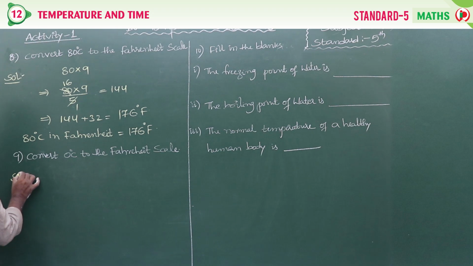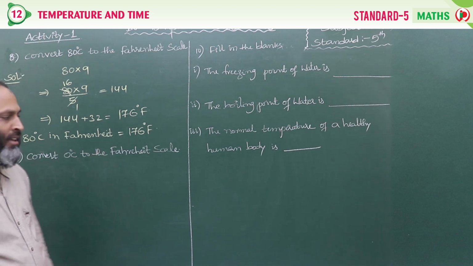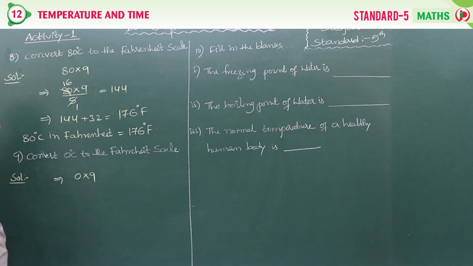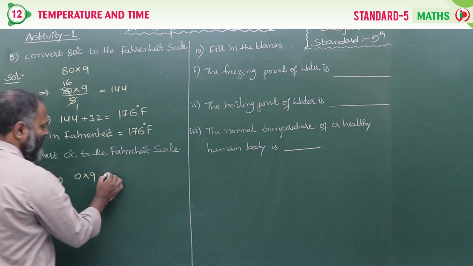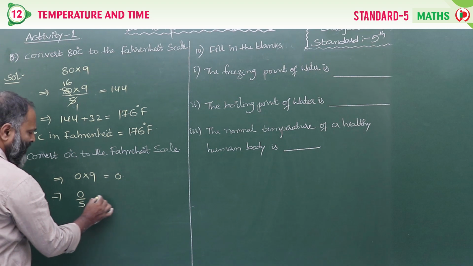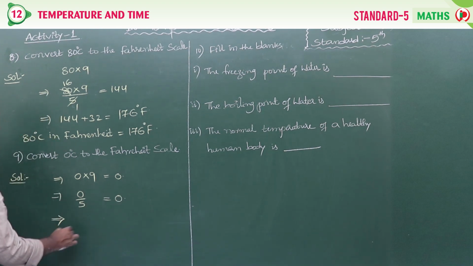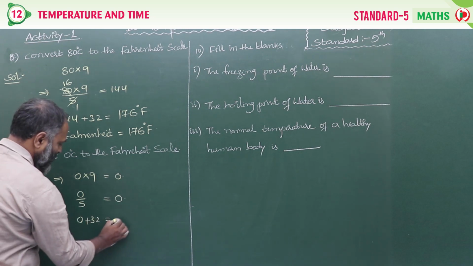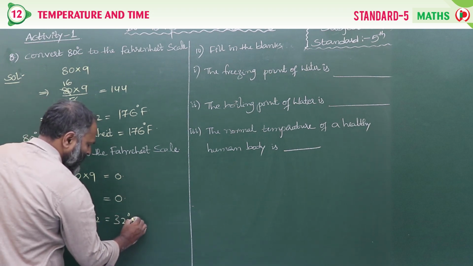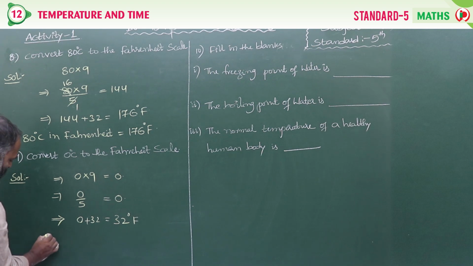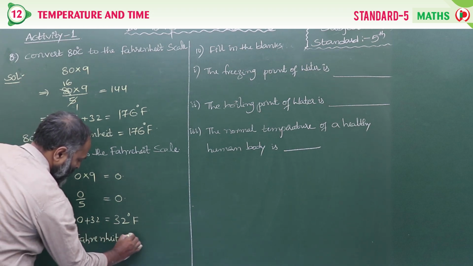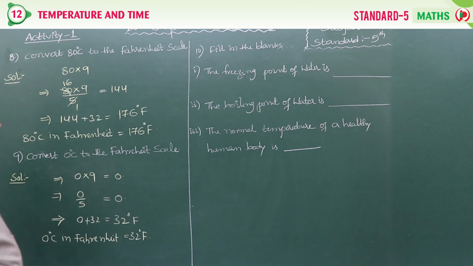Here also, 0 degrees Celsius converted into the Fahrenheit scale. First, the degree Celsius is multiplied by 9. 0 into 9 is 0. Then this 0 is divided by 5. 0 divided by 5 is 0. Now if you add 32 to this, 0 plus 32 is equal to 32. So 0 degrees Celsius in Fahrenheit is 32 degrees Fahrenheit.